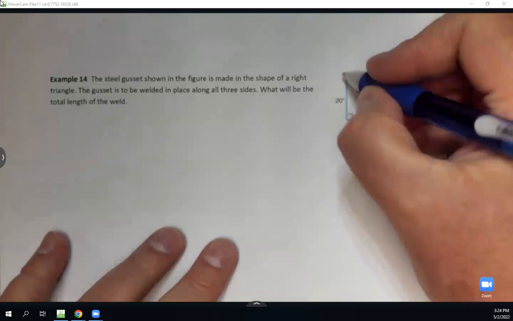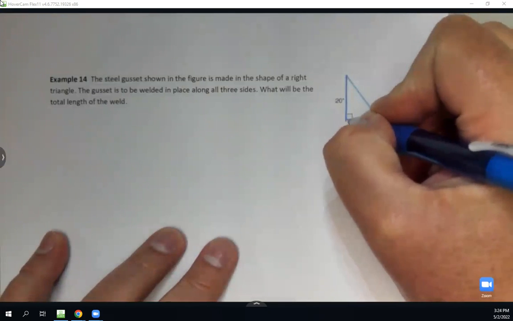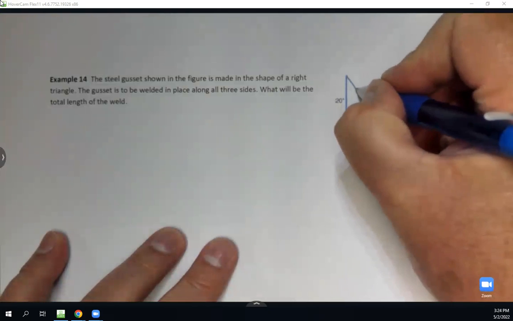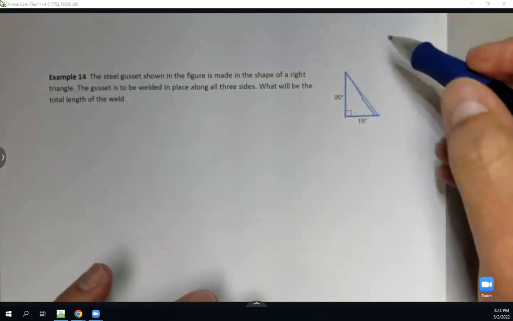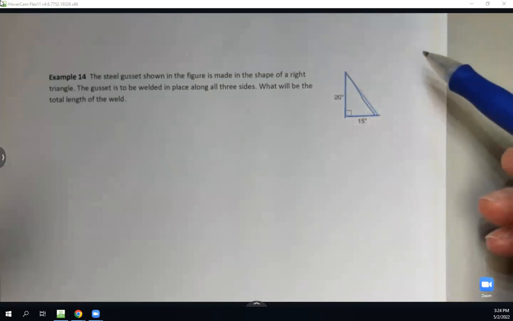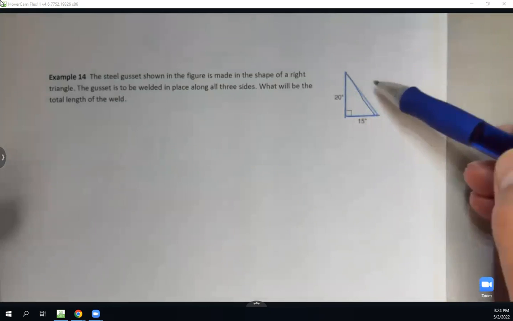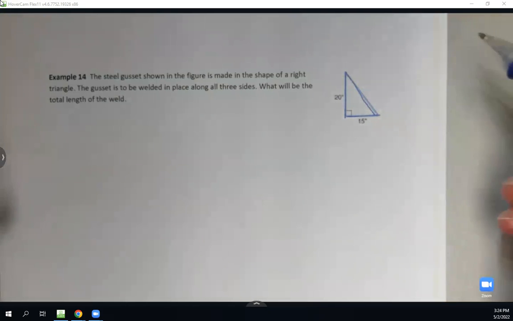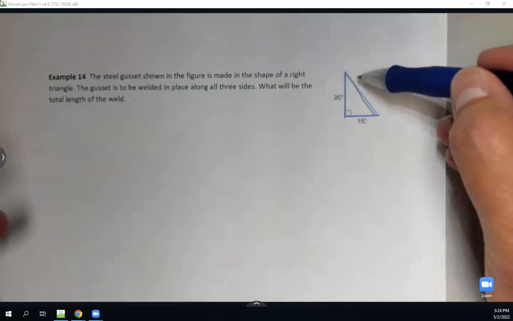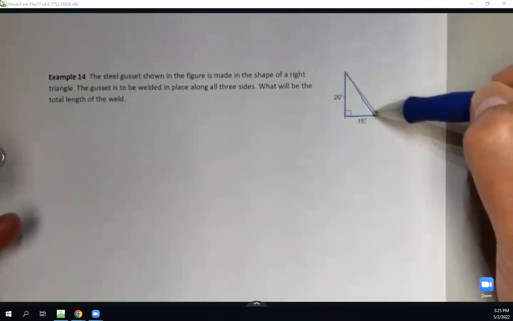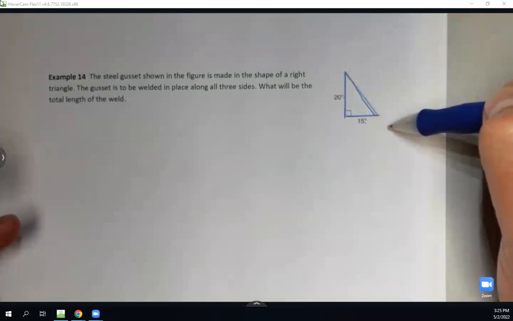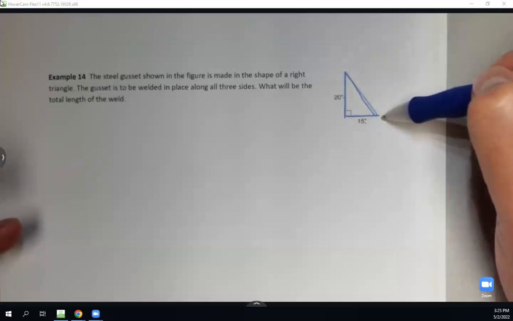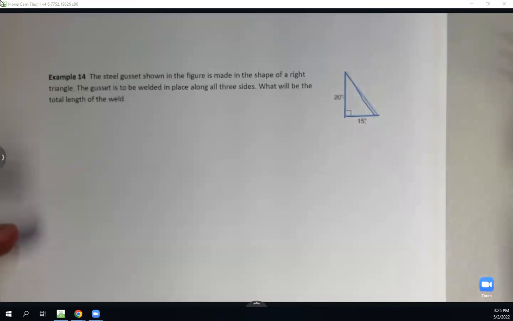So we're going to weld along this side, this side, and this side. And the question is, what's the total length of the weld? In other words, we need to know the perimeter of the triangle. Well, I know 15 and 20, so I'm going to need to know the hypotenuse. And then once I know that, I'm just going to add the three up.